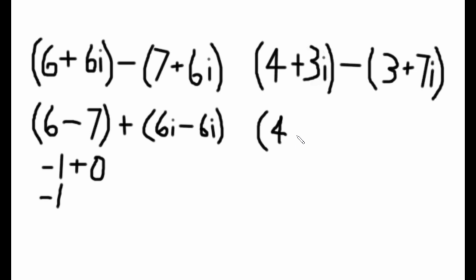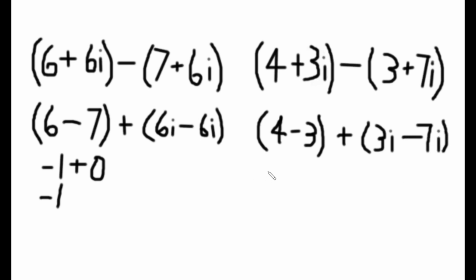The second problem will be the same process, so I will begin grouping the terms. Four minus 3 is 1 and 3i minus 7i is negative 4i. This means our answer is 1 minus 4i.